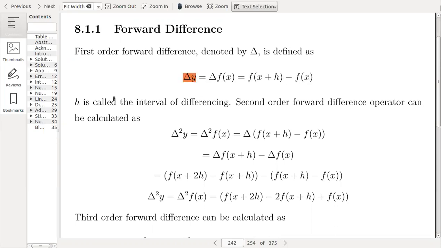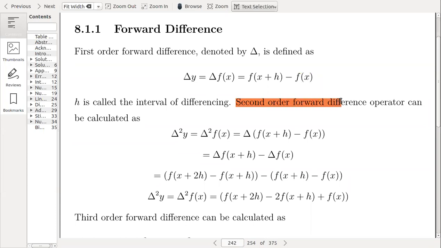Here h is called the interval of differencing, or, as we said in the previous discussions, h is a step size. It is called the interval of differencing because the difference between x plus h and x is h. So if we add h to x, we will get the next point, which is x plus h.